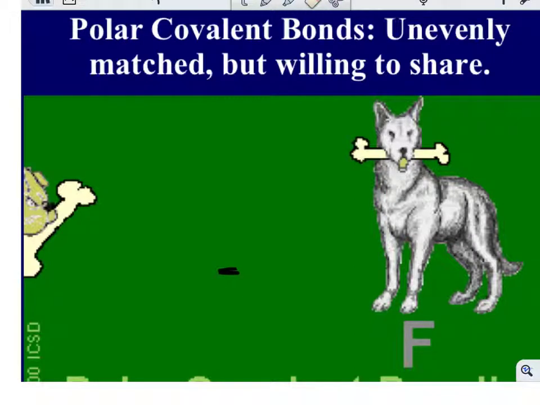You could have 2 different types of covalent bonds. One's called a polar covalent bond. That's when they're unevenly matched. One has a bigger electronegativity than the other, but they're willing to share. So on the left, let's say I have a carbon atom, and on the right I have the fluorine atom. Fluorine is the most electronegative of all the elements.